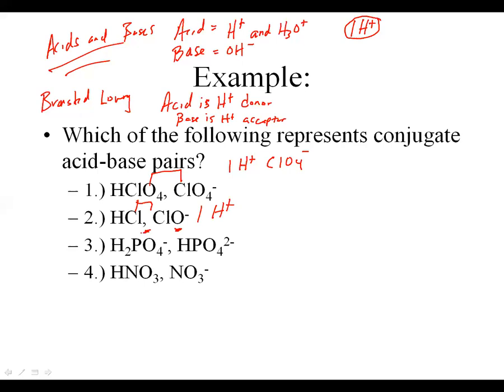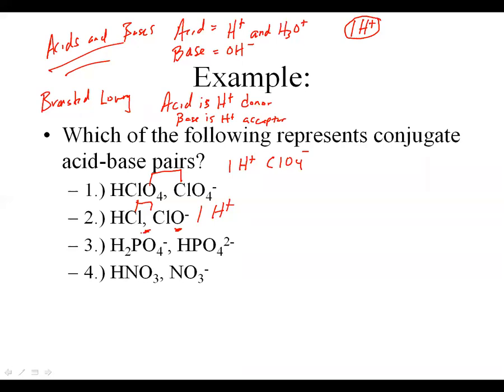And because there is a difference of more than just one H plus, there's that oxygen difference, number two would not be a pair. So it's really important that the difference is only and only an H plus. Because there's also that oxygen difference, those two are not really related to each other and they would not be considered pairs.